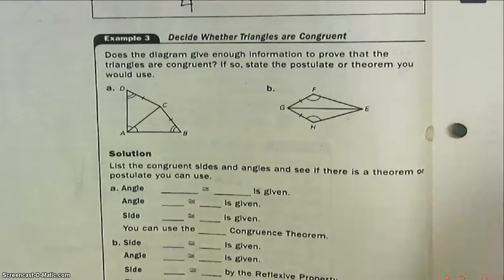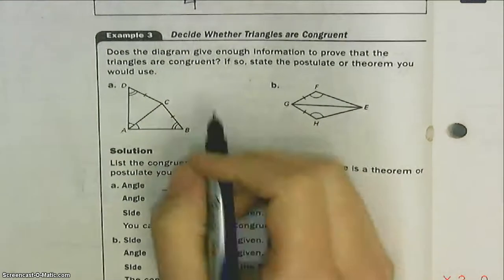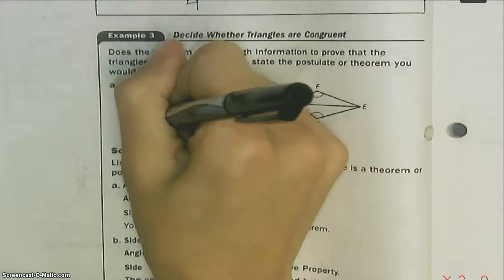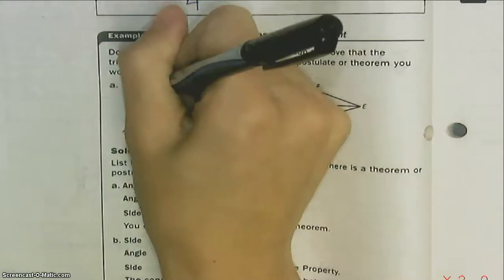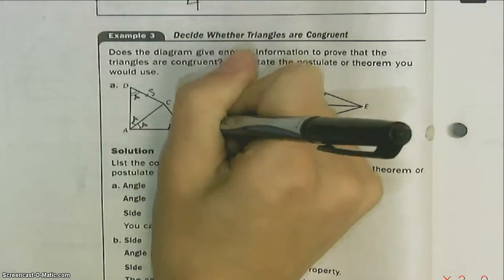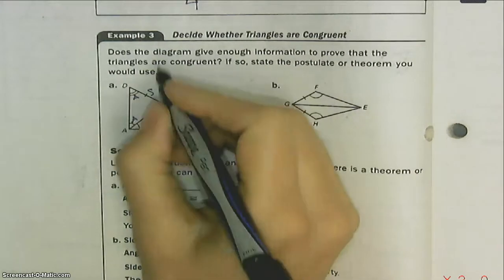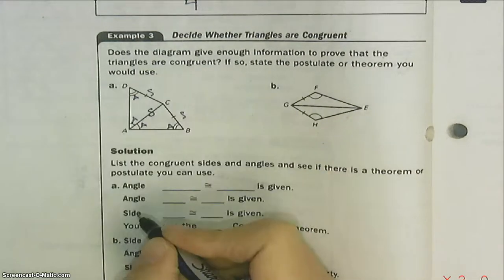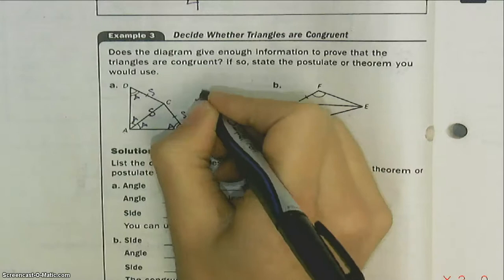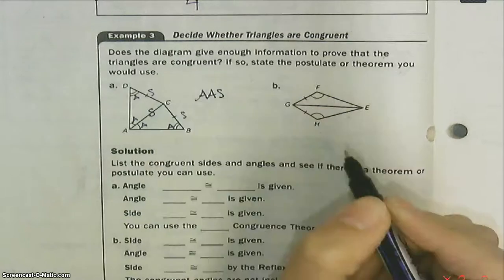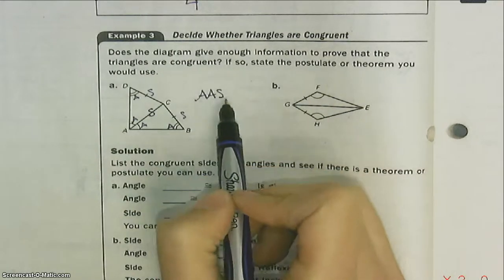Decide whether the triangles are congruent. All right, well, I see an angle, and I see another angle, and then I see a side. Oh, they're also sharing a side too, so that's another S. It's like extra information. So this is angle, angle, side. We don't have to put that extra S on there. That's more than we need.